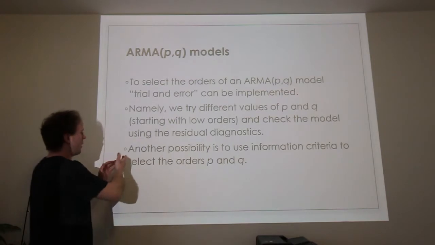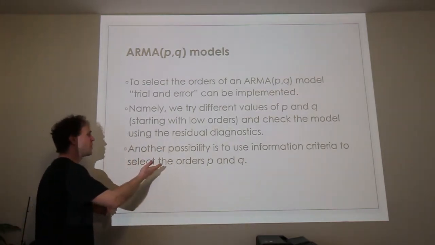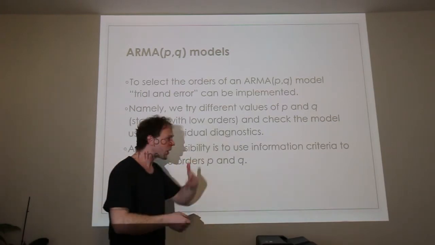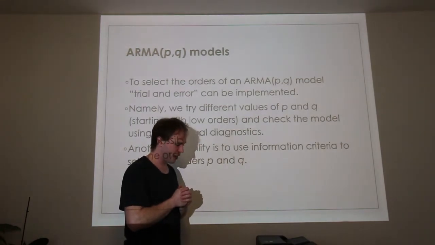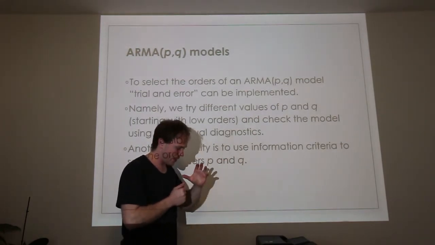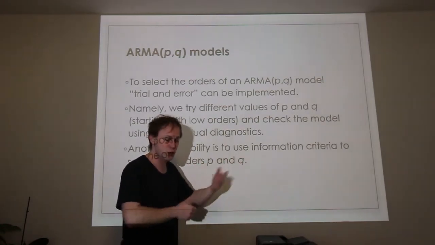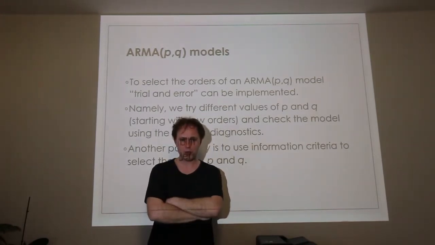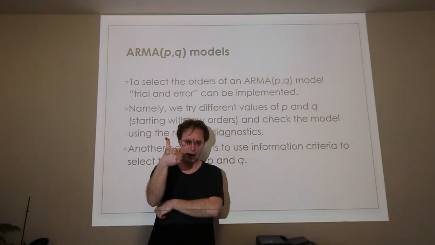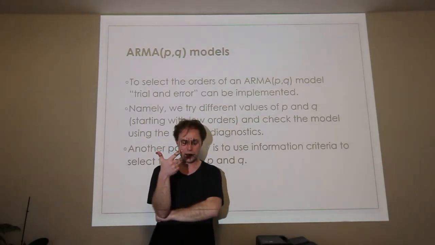Another possibility is to use information criteria to select the orders p and q. About information criteria, we will say more later. Now I can say that, for example, in EViews software, we have three types of information criteria installed: Akaike information criterion, Schwarz information criterion, and Hannan-Quinn information criterion.